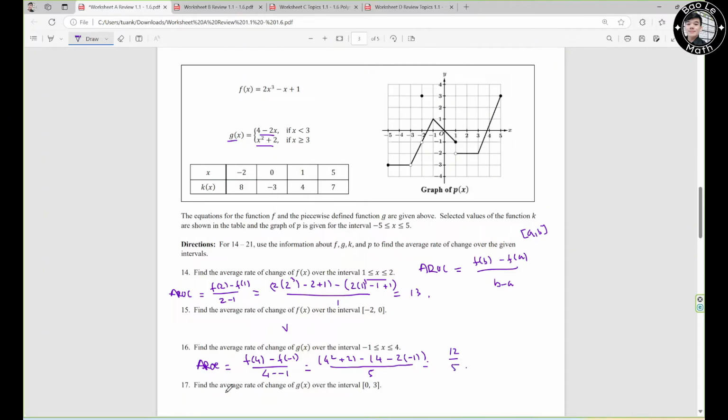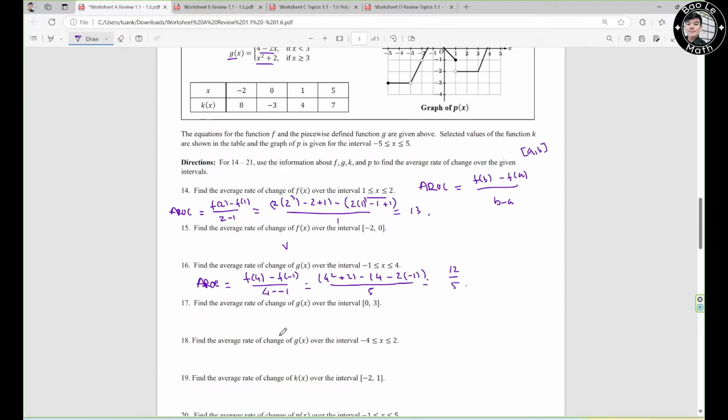Now, question number 17 is similar to question number 16. I leave it for you, okay? Now, question number 18. Find the average rate of change. Question numbers 17 and 18 are similar to question number 16, right? So I just leave it for you. Now, question number 19.